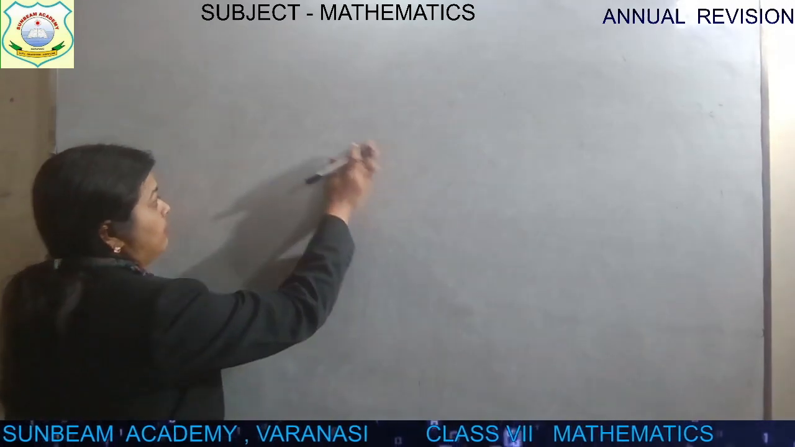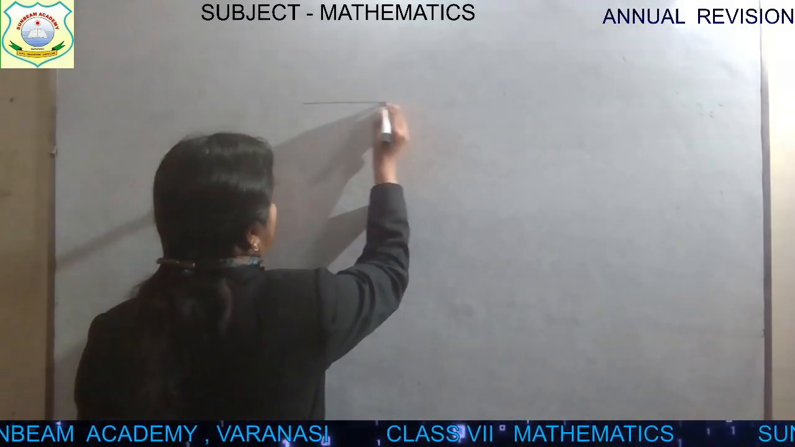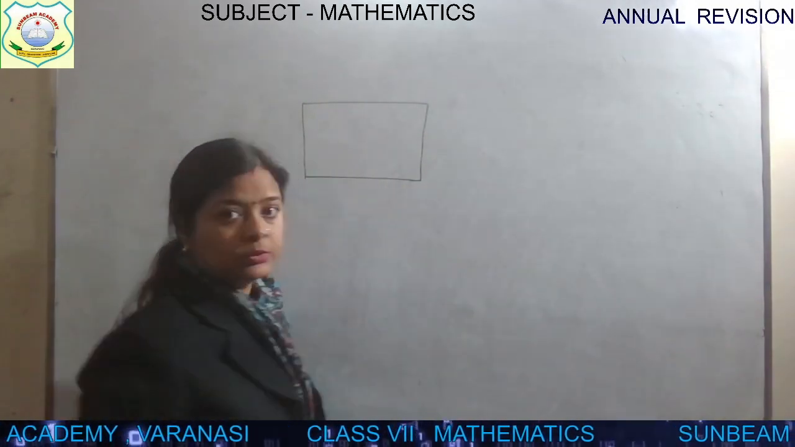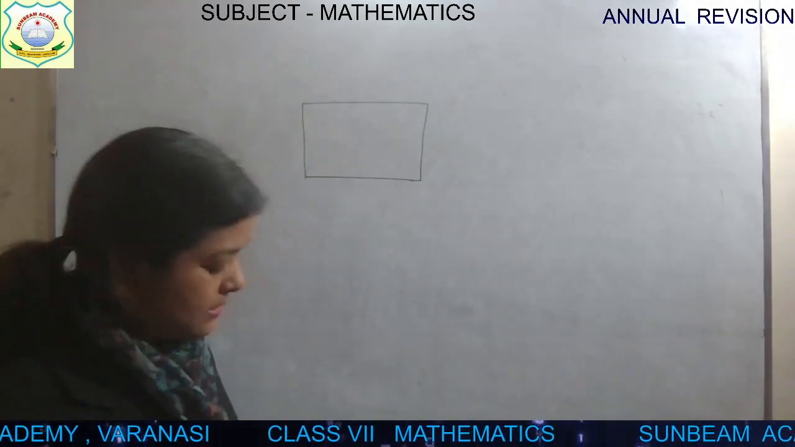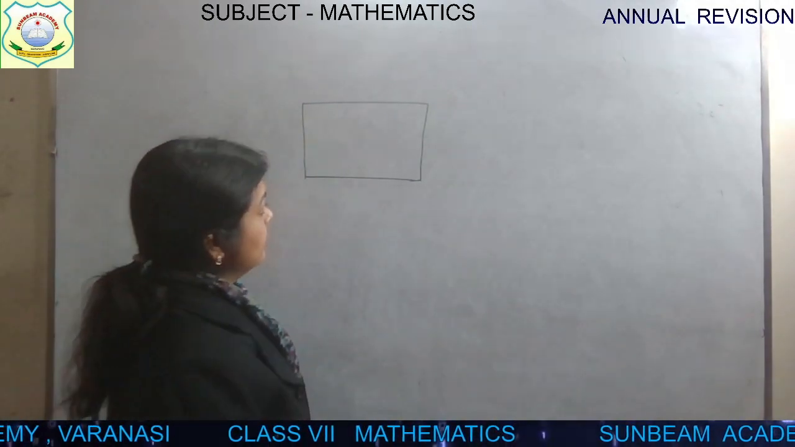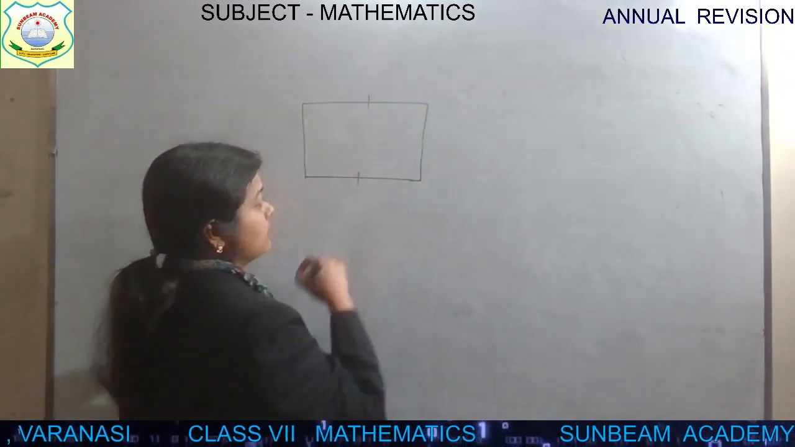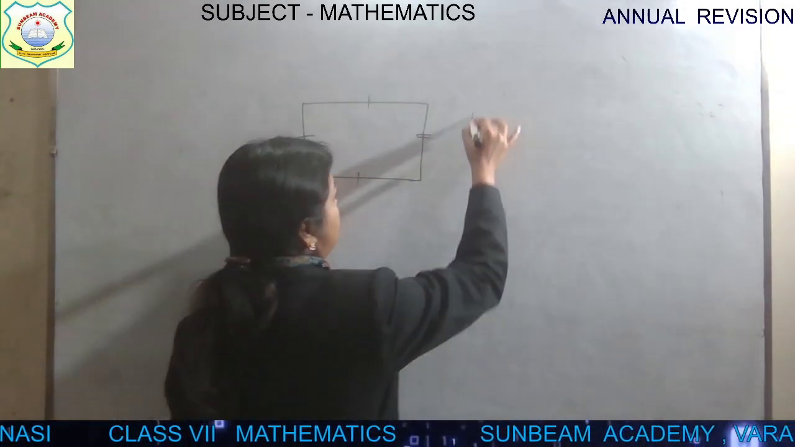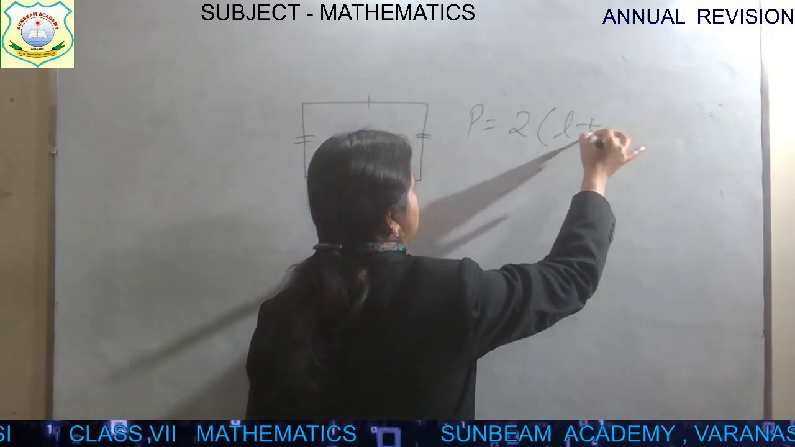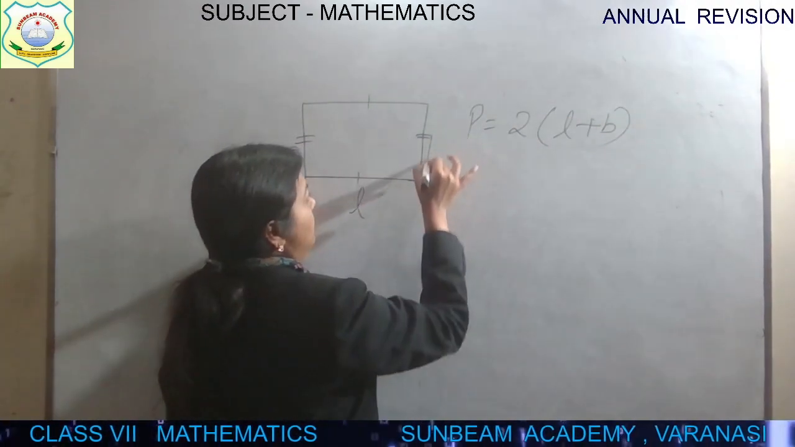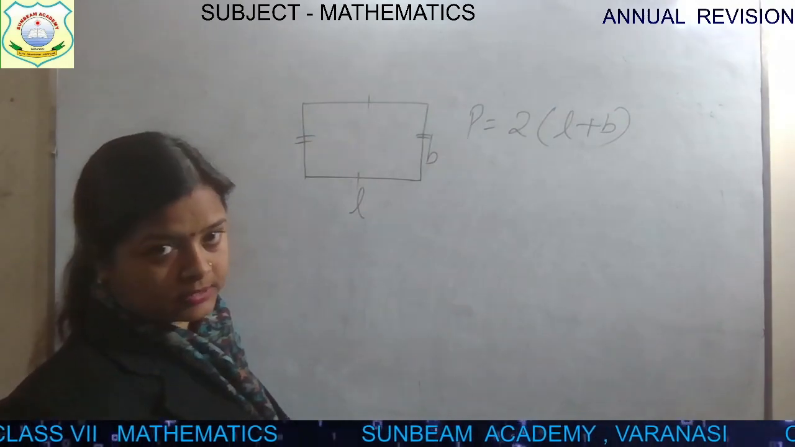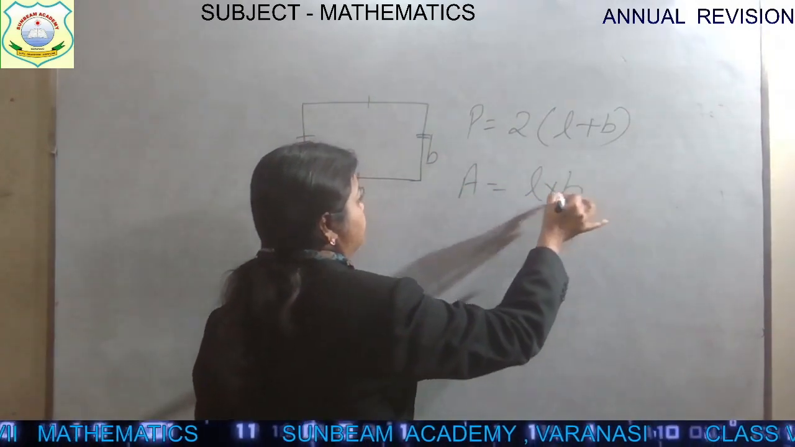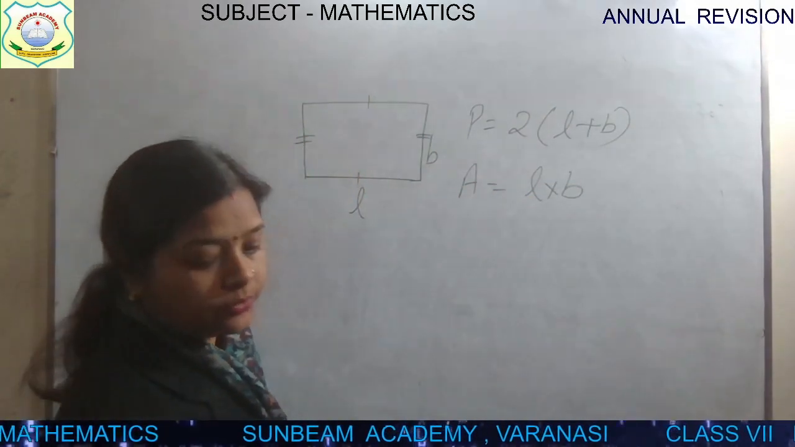Let's see it. If you are having a rectangle, it's a parallelogram whose all angles are equal. In a rectangle, opposite sides are equal. This side is equal to its opposite side, and this side is equal to its opposite side. So its perimeter will be 2 into (L plus B). Length and breadth sum, taken twice. And its area is length into breadth. Area is what, children? Length into breadth.